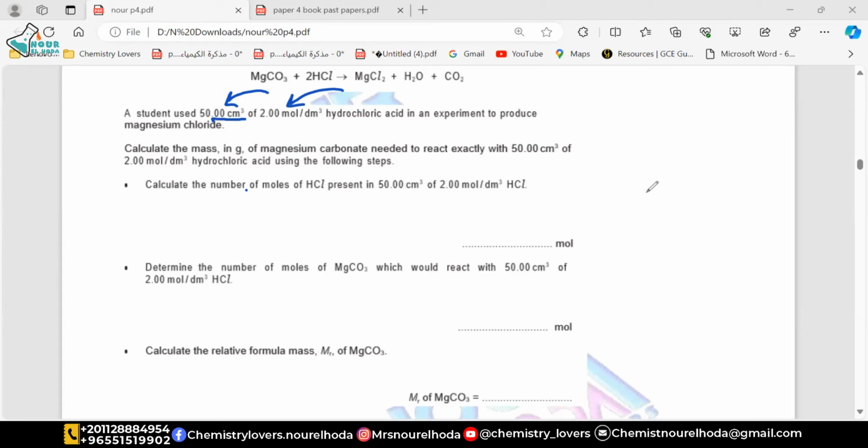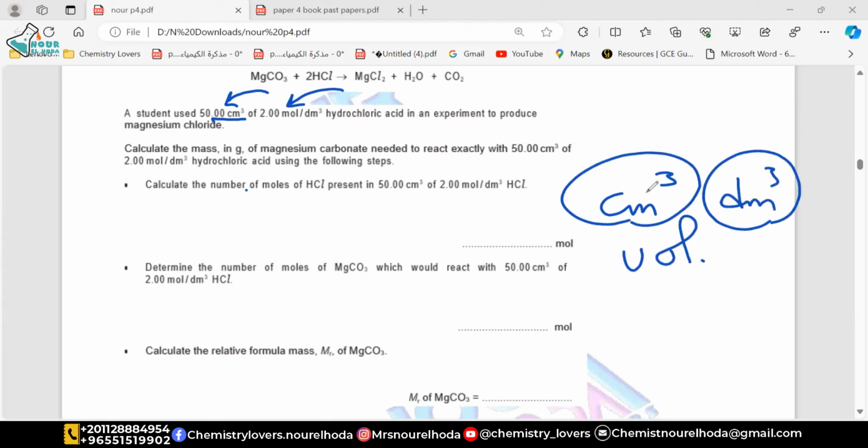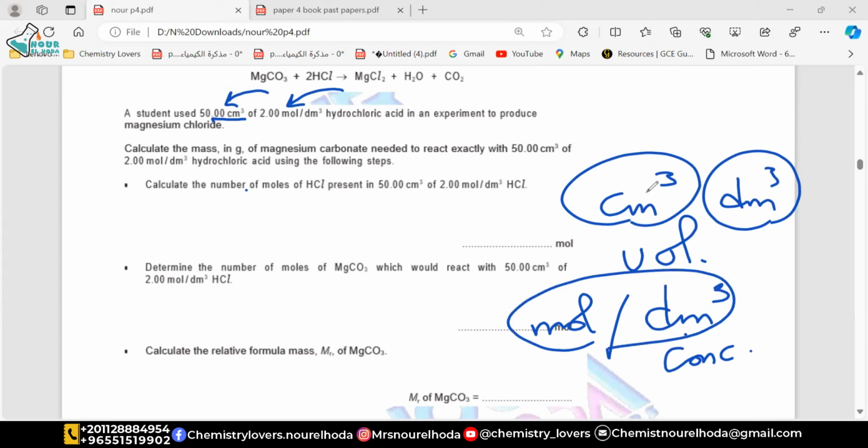Now, 50 centimeter cube. I told you last class, on Monday, if you are going to find anything with centimeter cube, automatically this is volume. When I find something with centimeter cube or with decimeter cube, this is volume. But if I find mole per centimeter cube or mole per decimeter cube, this is concentration. Mole per decimeter cube is a concentration, but any unit in centimeter or decimeter cube alone is volume.